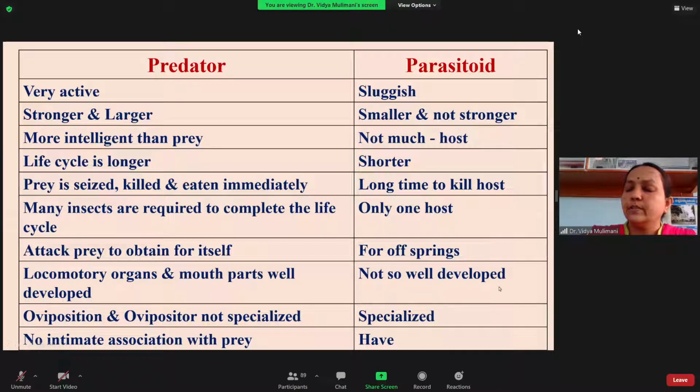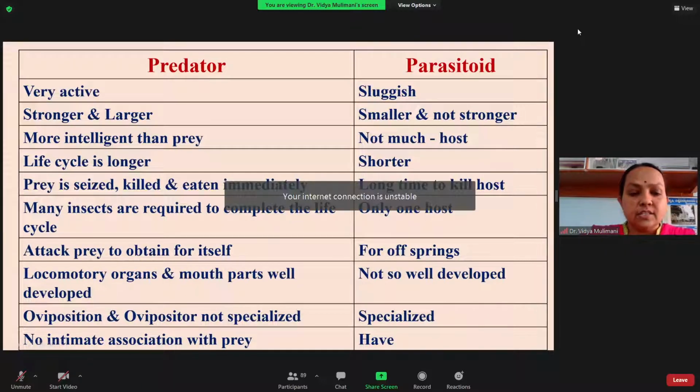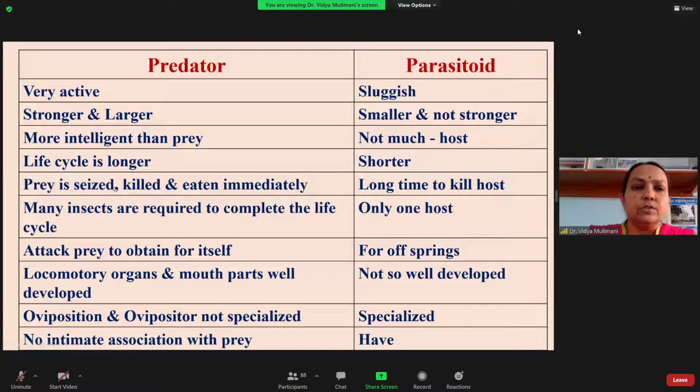Locomotory organs and the mouth parts are very well developed in the predator. That I have already told you. In the parasitoid it is not well developed because it is not required. The ovipositor is not specialized in case of the predator, but here it is specialized. So when I was talking about the adaptations in case of the parasitoid, I told you no other structures are much adapted, but only the ovipositor is very much specialized. It has sense organs for finding the right host. And lastly, the predators do not have any intimate association with the prey, and the parasitoids do. So these are some of the differences between the predator and the parasitoid.